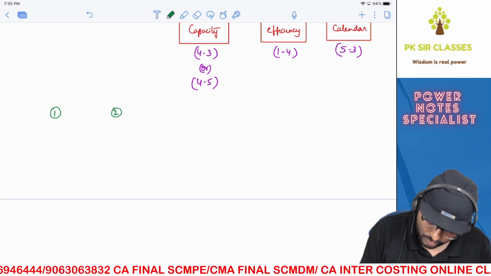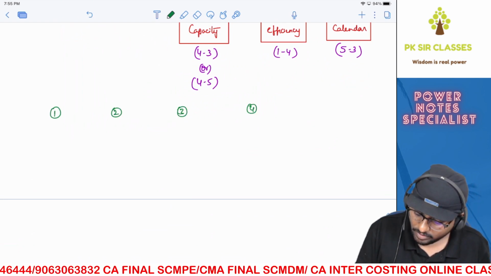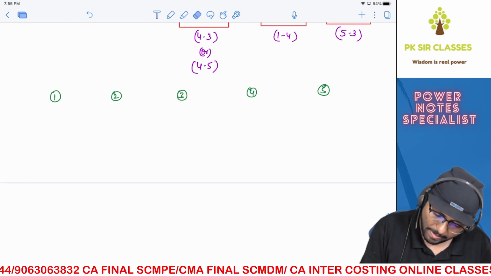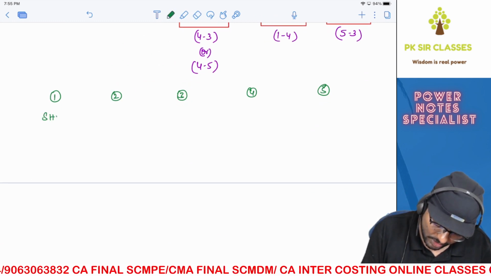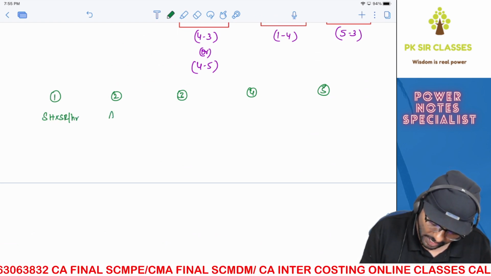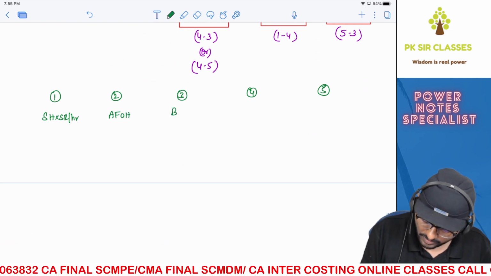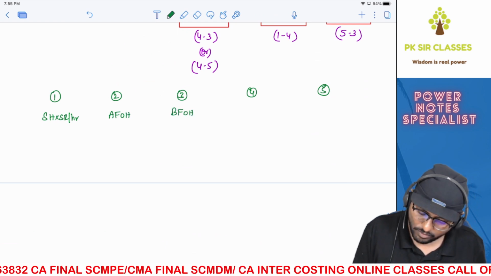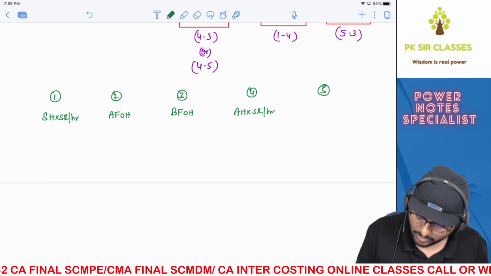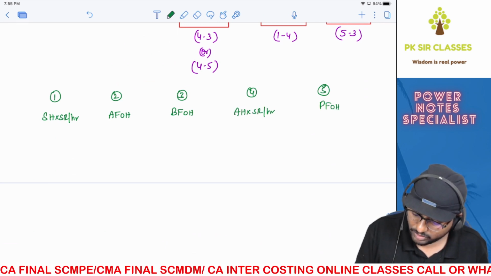1, 2, 3, 4, 5. Okay, first one: SH into SR per hour. Second one: actual fixed overheads. Third one: budgeted fixed overheads. Fourth one: actual hours into standard rate per hour. Last one: possible fixed overheads.